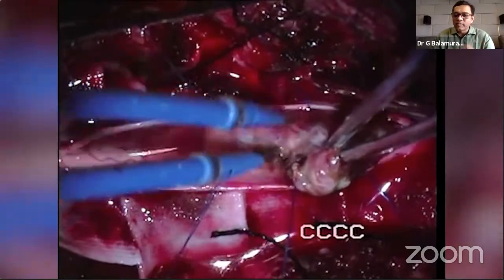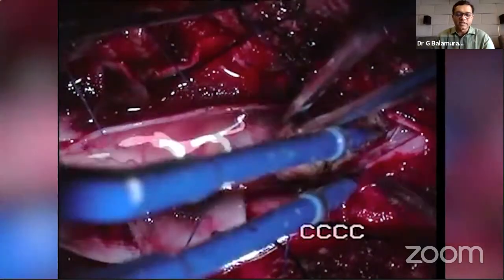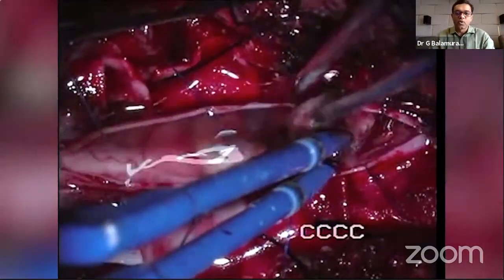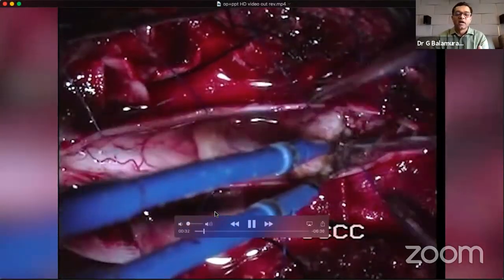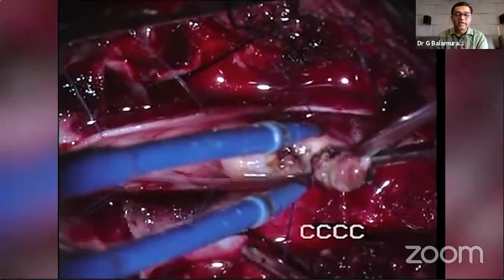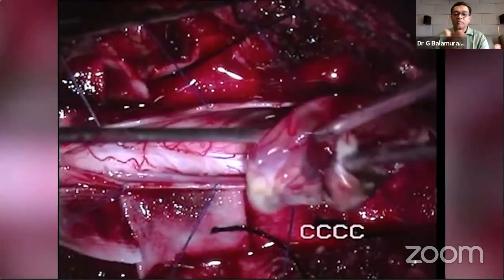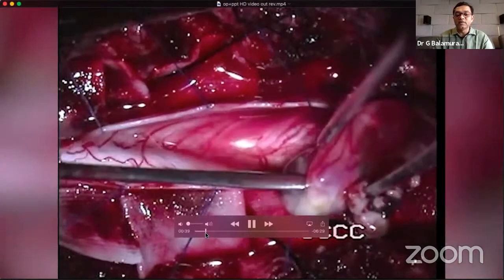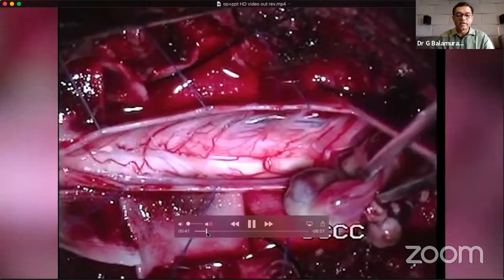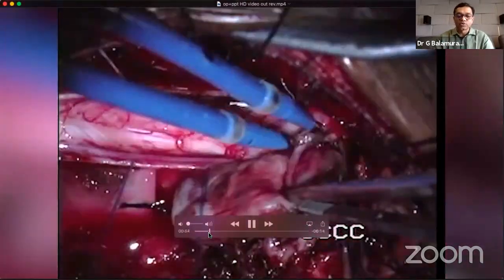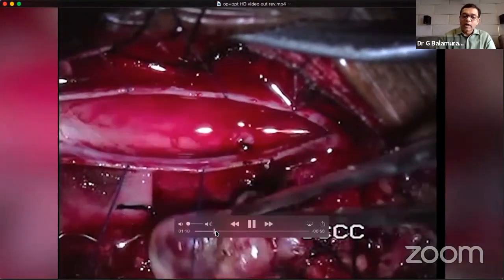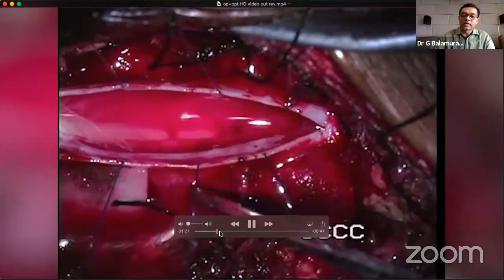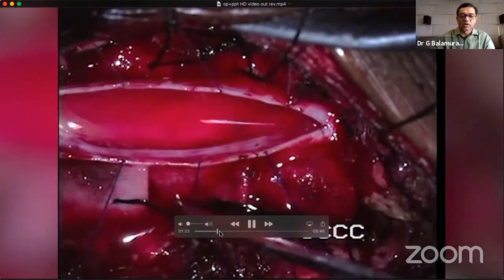You can do very minimal damage control, but still there are a lot of risks associated with open surgery. As you can see, for this tumor you have to do quite a wide opening and probably destabilize the spine a little bit. And you have the risk of bleeding, a longer dural opening, and various other problems associated with open surgery.